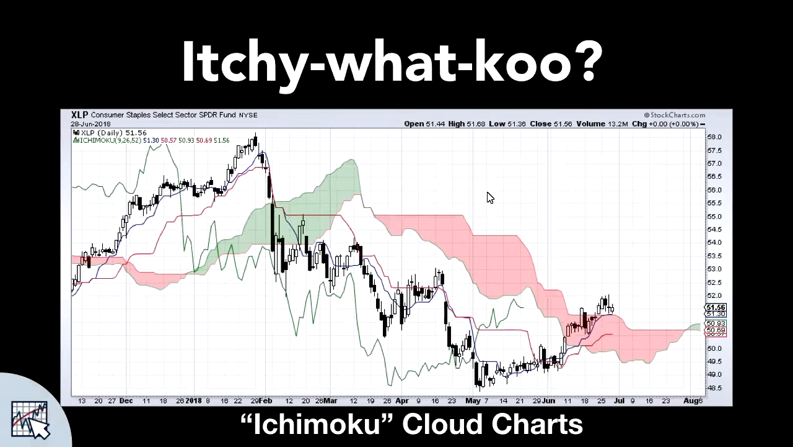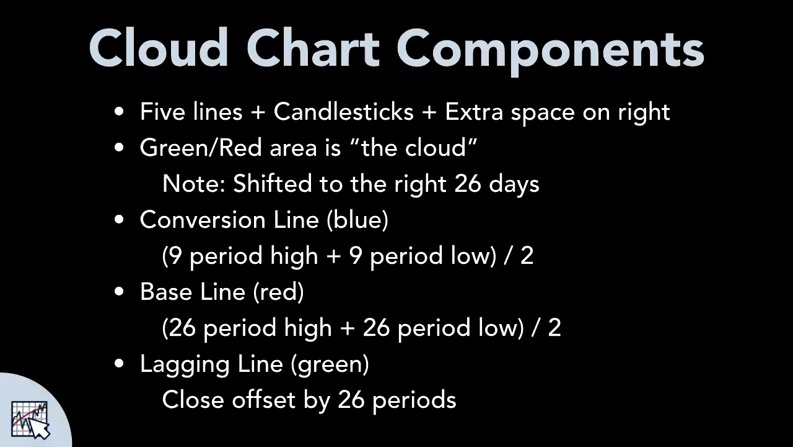They're mainly used for visual analysis. In other words, your eyeball is used to figure out how the cloud is interacting with the price bars and how the different lines are interacting. We do have some scan capability with cloud charts, but it's limited. Let's get into how they're constructed. Just again, this is more kind of background information. Once you're familiar with them, you don't really need to know how the lines are calculated.